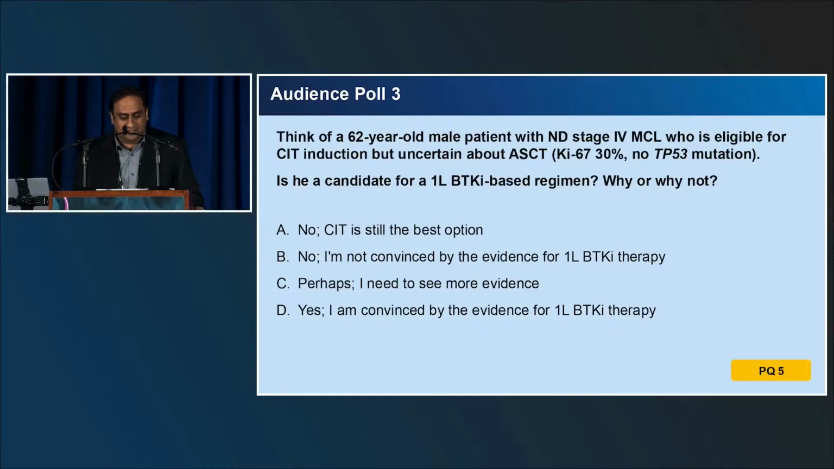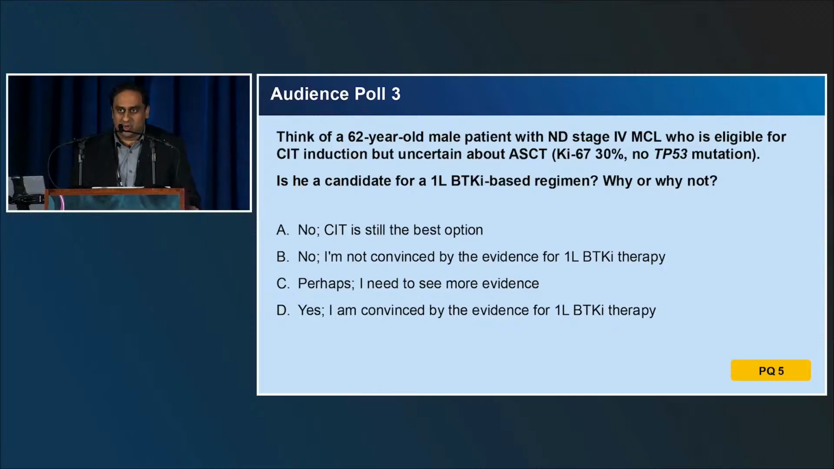So this is a 62-year-old male, stage 4 mantle cell lymphoma, who's eligible for chemoimmunotherapy induction, but uncertain about stem cell transplant, Ki-67 30%, but no TP53 mutation. Is he a candidate for first-line BTK regimen? Why or why not? And I'm going to open the poll here.